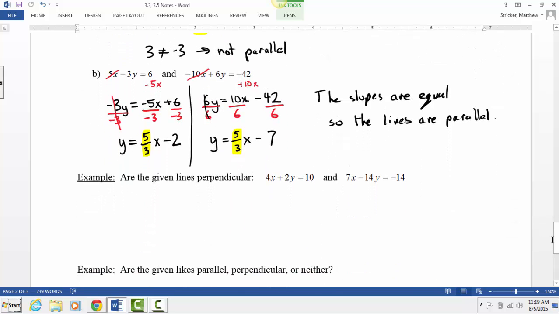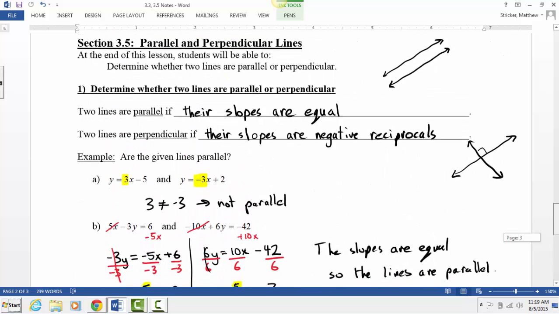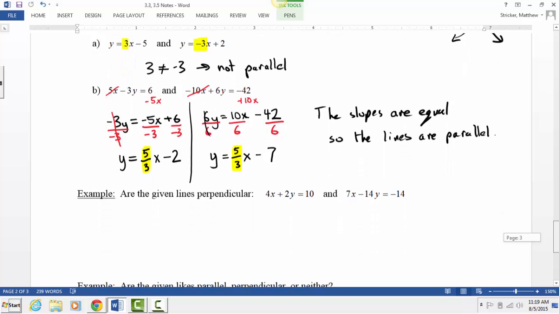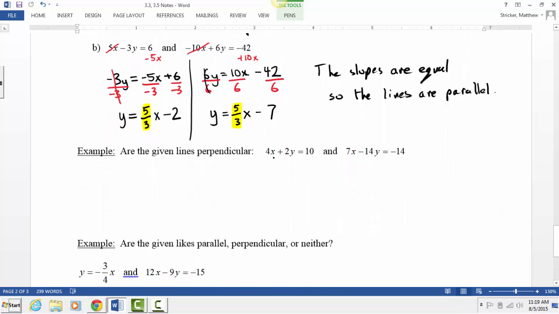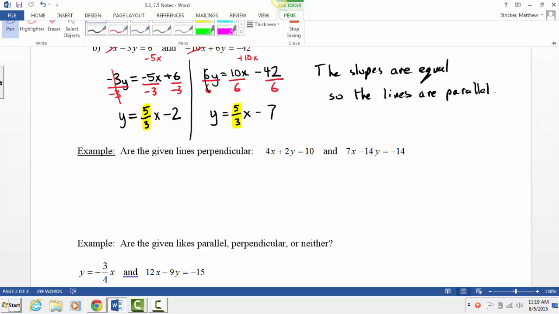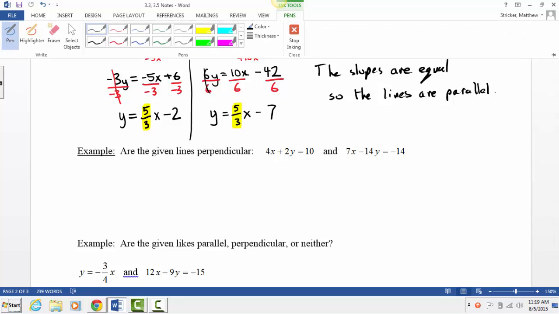Okay, now how do we tell if two lines are perpendicular? Well, remember, we tell if they're perpendicular if their slopes are negative reciprocals. So, again, this is another example where we need to solve both equations for y. This is great practice doing this. In fact, why don't you go ahead and pause the video and try to do it on your own, and then you can check your answer here in a second when you come back.